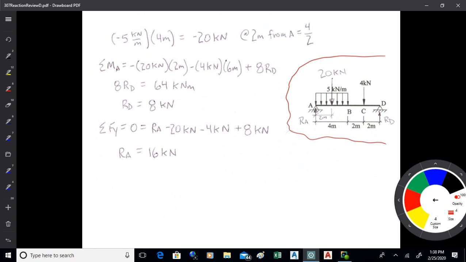So 20 times 2, which would be negative clockwise, 4 times 6, which would be negative clockwise, plus 8 RD, so 8 RD's 8. And then RA up, 20 down, 4 down, 8 back up, RA 16. So those are the reactions.